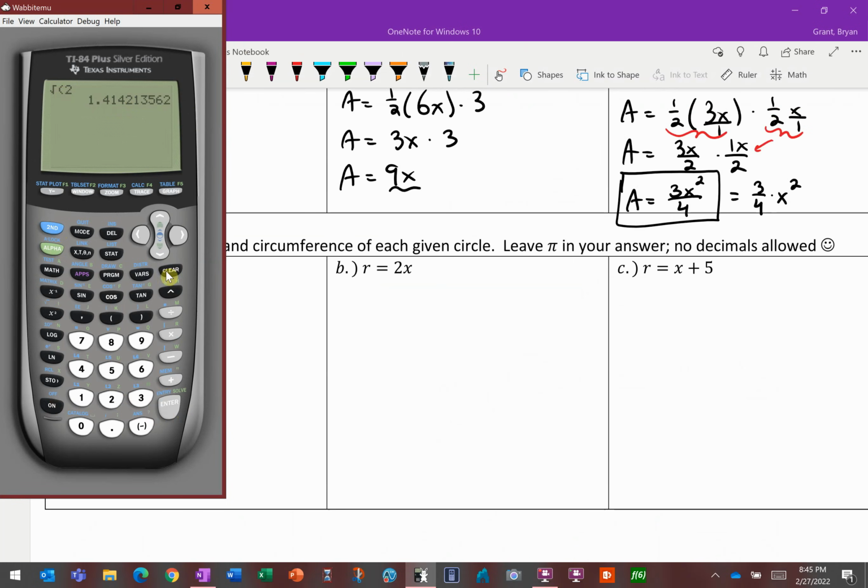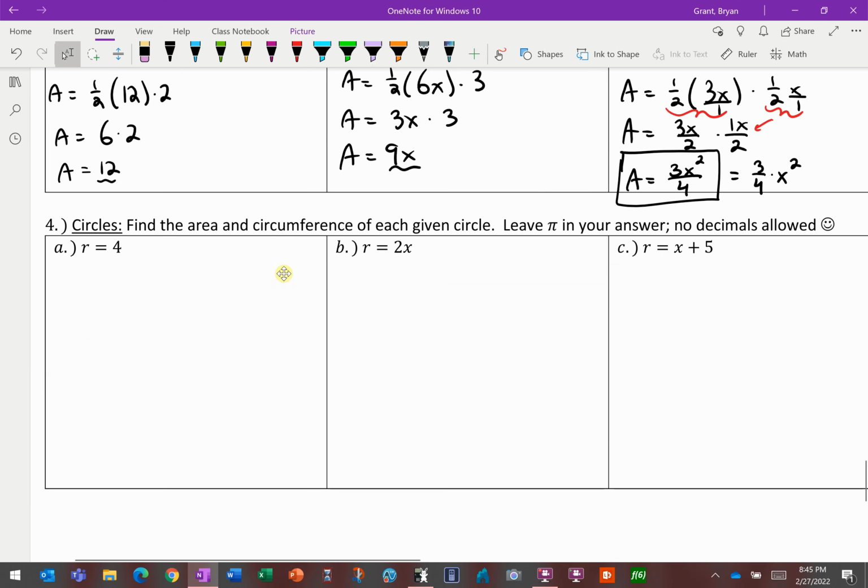Pi is the same thing. Pi is also irrational. Pi, 3.141, goes on forever, right? We don't want to write all of this. We don't want to write just part of it because that becomes a little inaccurate. So instead, we just leave the symbol pi in our answer. It's actually less math for us, which is nice.